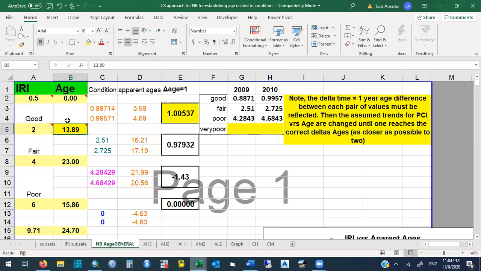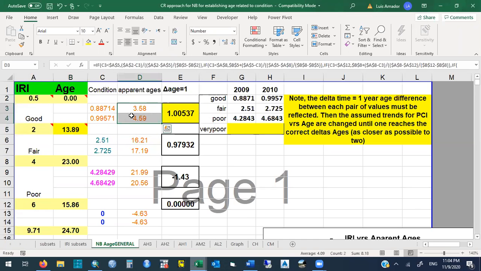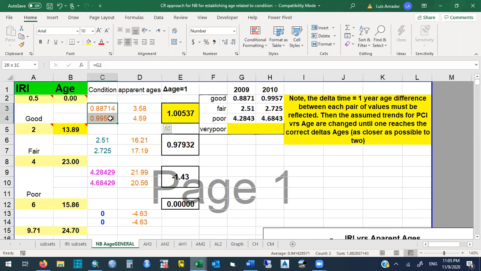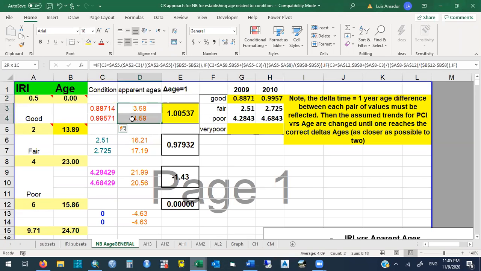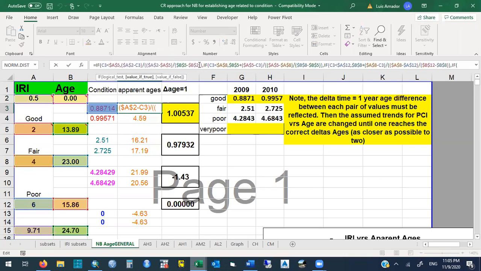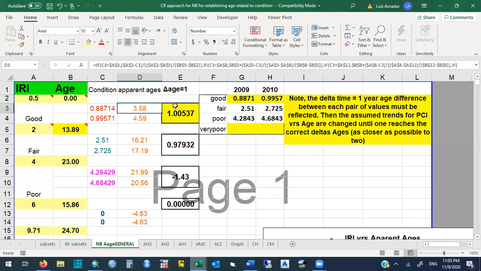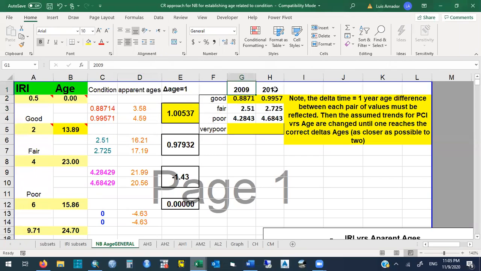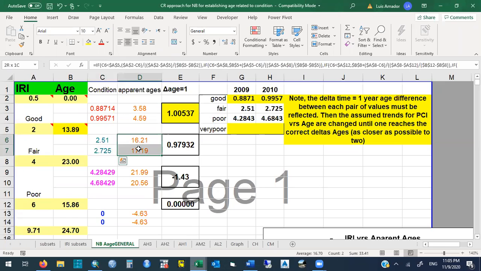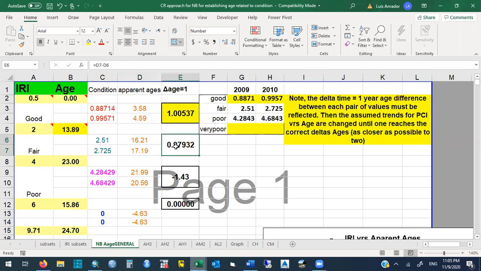To find out this value, consider the difference between the generated apparent age for the average condition you observe here. You notice these two are the same as these two, right? Exactly. This difference is calculated based on this equation. So that difference has to be 1. Why? Because it's from 2009 to 2010. This difference in condition generates an apparent age, and that difference has to be 1 as well. And for each and every pair, it has to be 1.